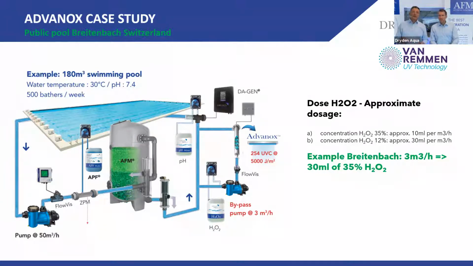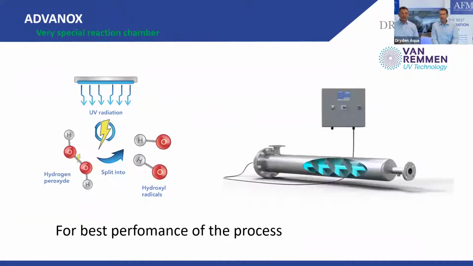You also will see, you will enter the Advanox with a certain concentration, let's say 10 ppm, and exiting the Advanox, you will have lost peroxide, roughly 20, 30%. So you go in with 10 ppm, you go out with 8 ppm. And this is forming these free radicals. What do you want me to tell you this?